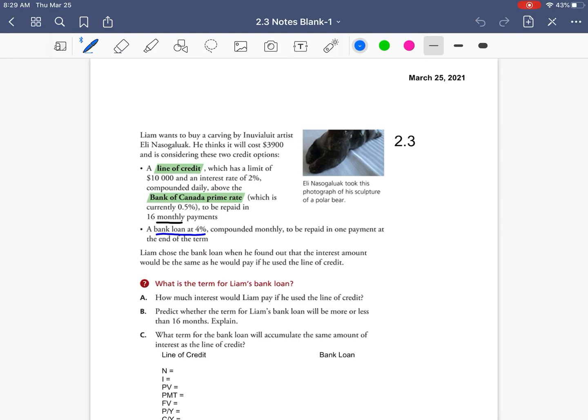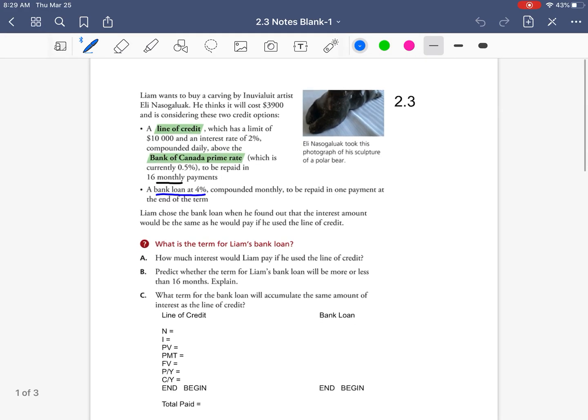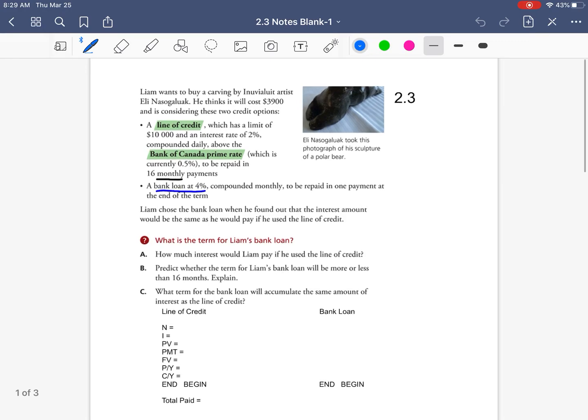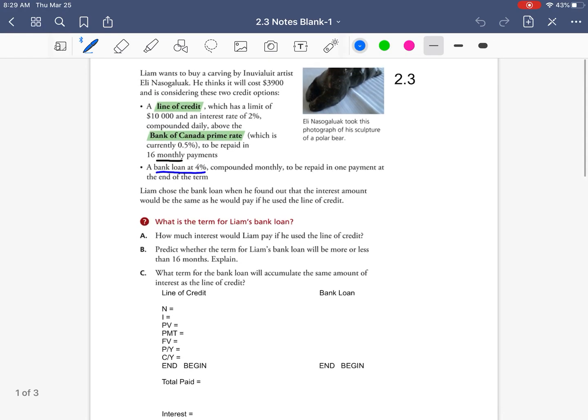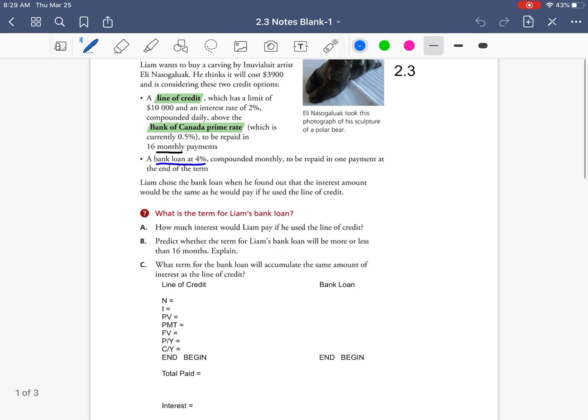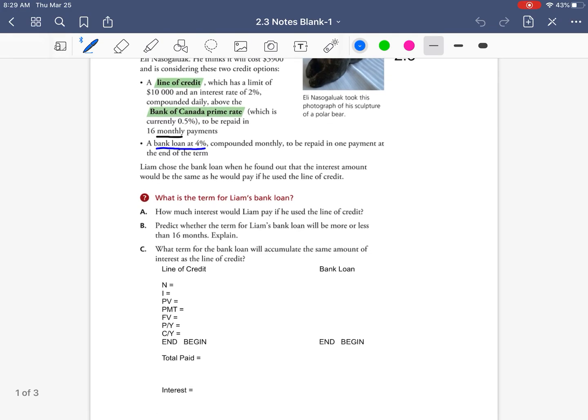Today we're going to be looking at section 2.3. So Liam wants to buy a carving by an Inuit artist, Eli. He thinks it will cost $3,900 and he's considering these two credit options. A line of credit, which has a limit of $10,000 and an interest rate of 2% compounded daily above the Bank of Canada prime rate.